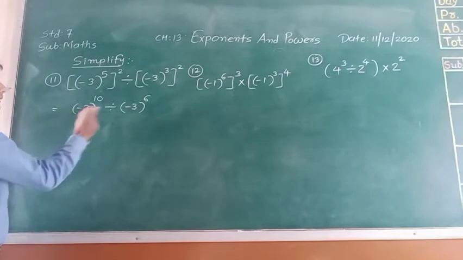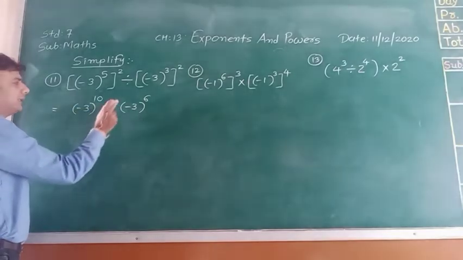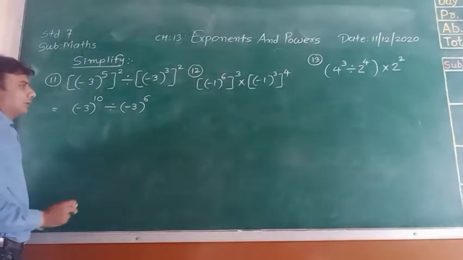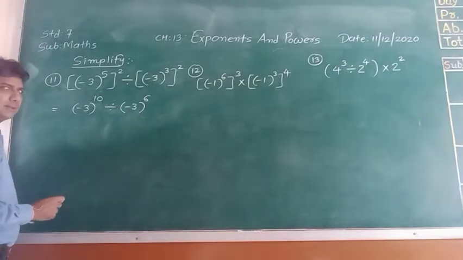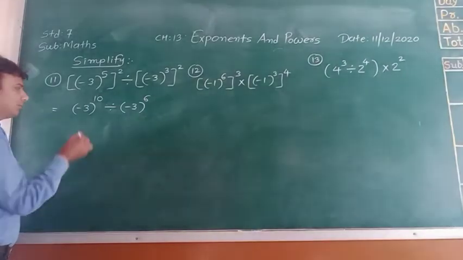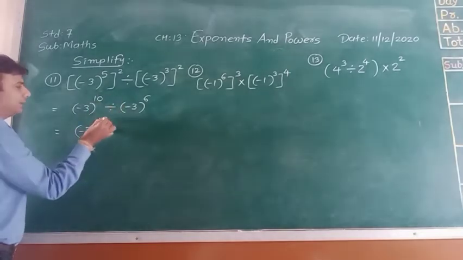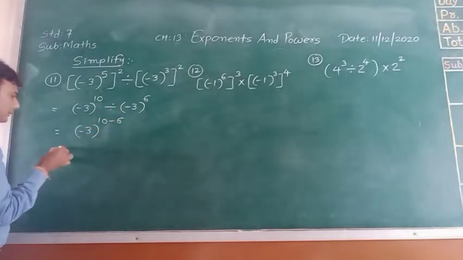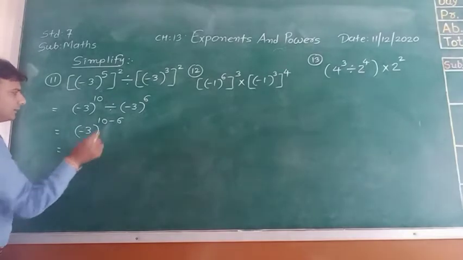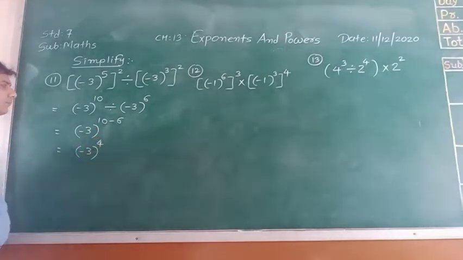We know both have the same base and the relation is division. So we know the rule: same base, division, subtraction of their powers. 10 minus 6 is 4.